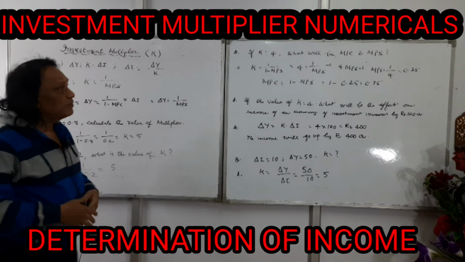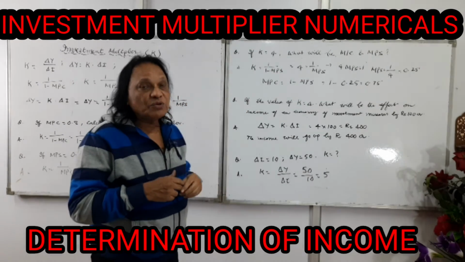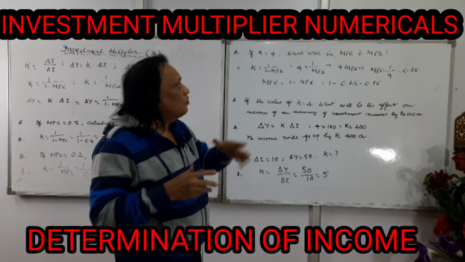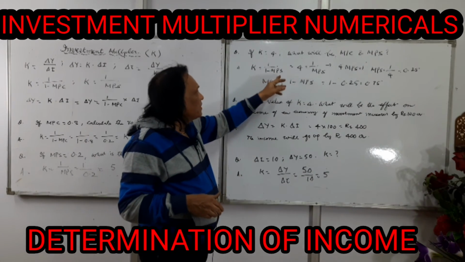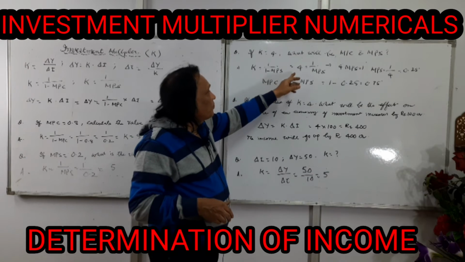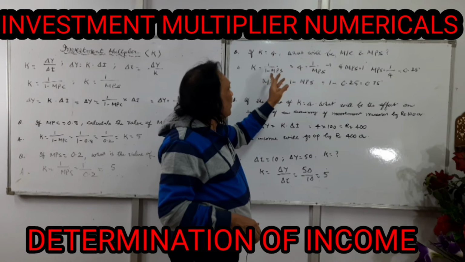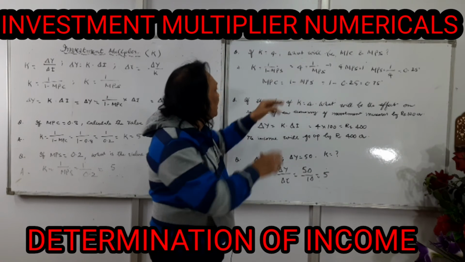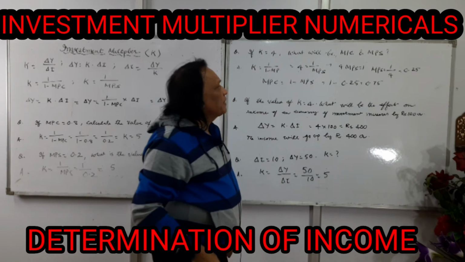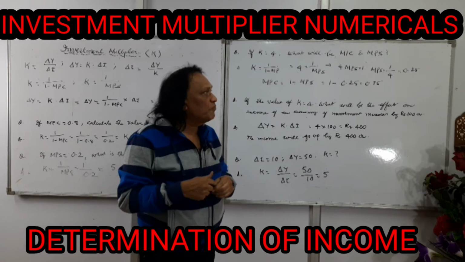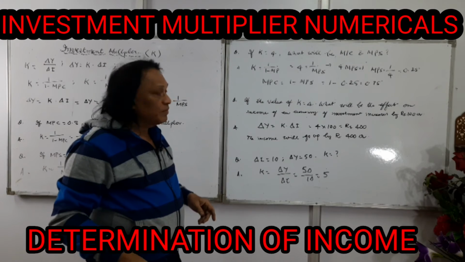Let's see the other sums we have in multiplier. If K is 4, what will be the value of MPC and MPS? Same way, K is equal to 1 upon 1 minus MPC. K value is given as 4, we substitute it here: 1 upon 1 minus MPC. 1 minus MPC becomes MPS. So 4 MPS is equal to 1. MPS is equal to 1 upon 4, that means 0.25.